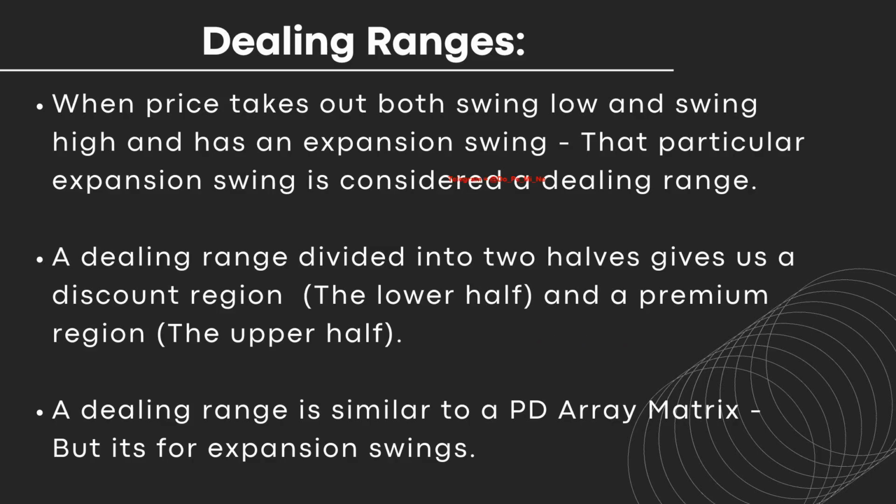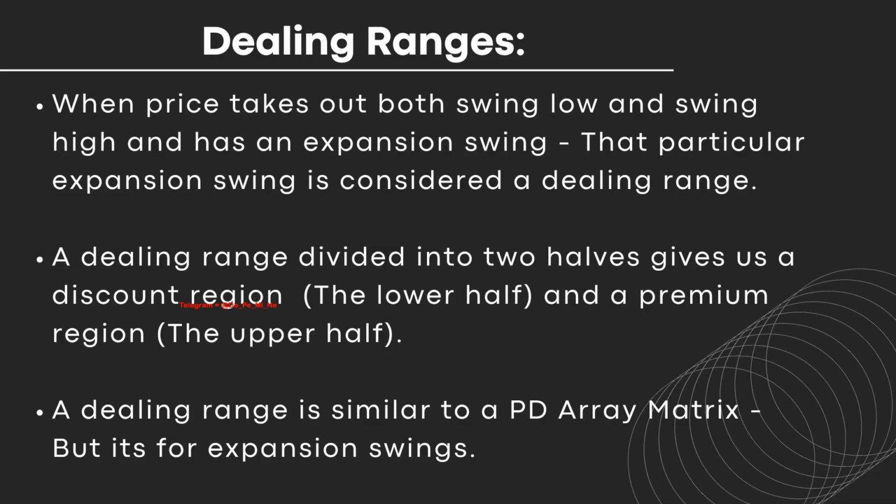So basically, when price takes out both swing low and swing high and has an expansion swing, that particular swing is considered a dealing range. Basically, when you see a move in the market where price takes out both opposing ends of the range, takes out both sell side liquidity and buy side liquidity, and then it expands, that particular swing is considered a dealing range, right? You might be wondering what the importance and significance of dealing ranges is and why we should be familiar with them.